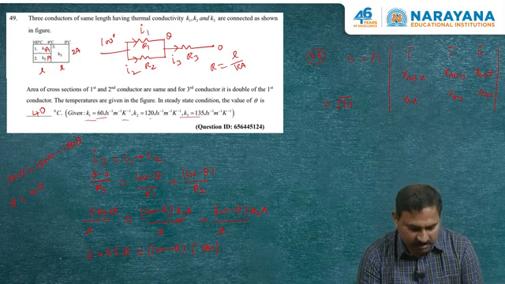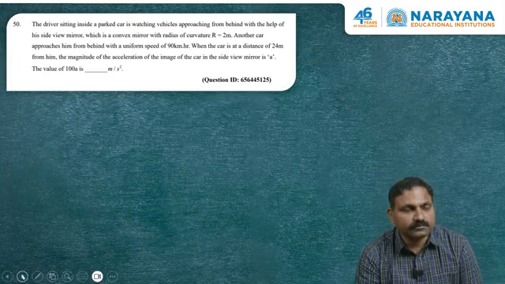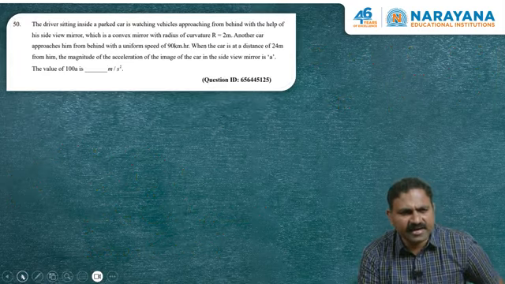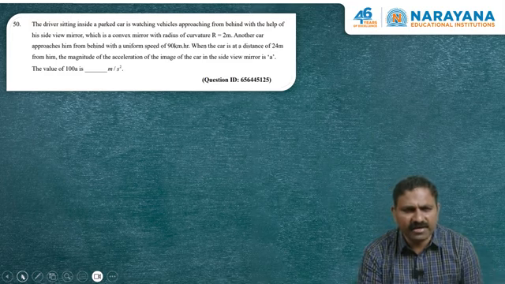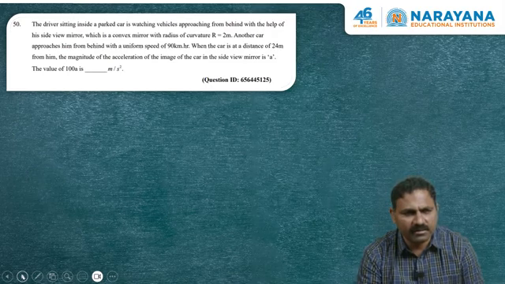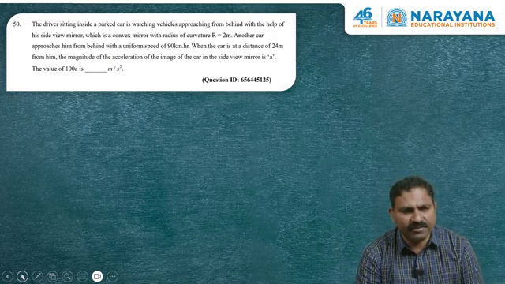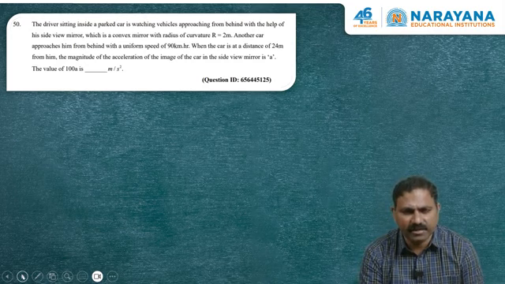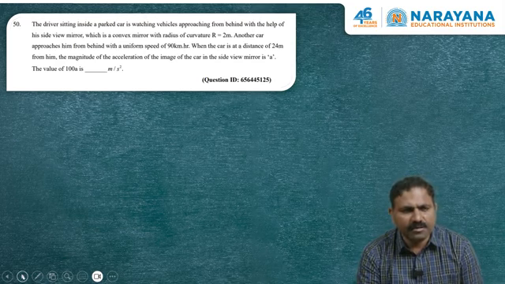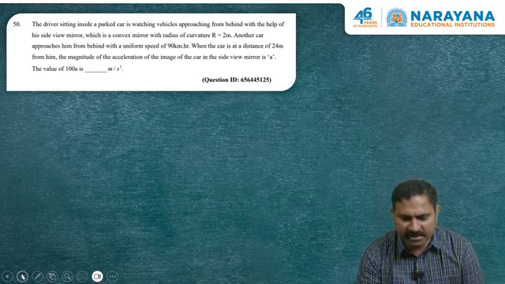Let us go to the last question. The driver sitting inside a parked car is watching vehicles approaching from behind with the help of his side view mirror, which is a convex mirror with radius of curvature 2 meter. Another car approaches him from behind with a uniform speed of 90 km per hour. When car is at a distance of 24 meter from him, magnitude of acceleration of the image of car in the side view mirror is A. The value of 100A is.